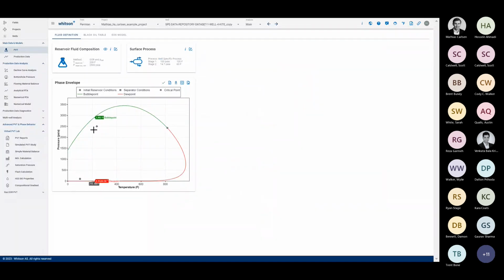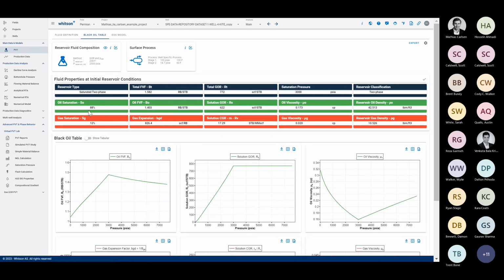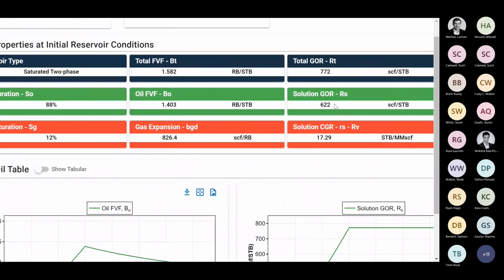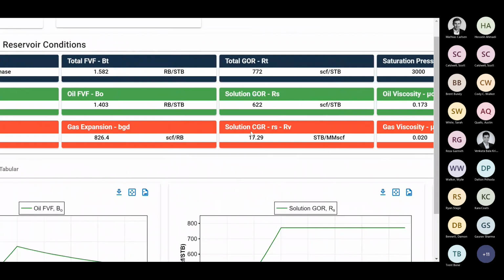This happens very often in places like the SCOOP/STACK and in the Montney, for instance. You have also parts of the Permian with this characteristic. So you have saturation pressures that are above the initial reservoir pressure, so you're already in the two-phase region. Then you will have an oil phase, and your oil phase will have a formation volume factor and a GOR, and you'll have a gas phase with the same attributes.